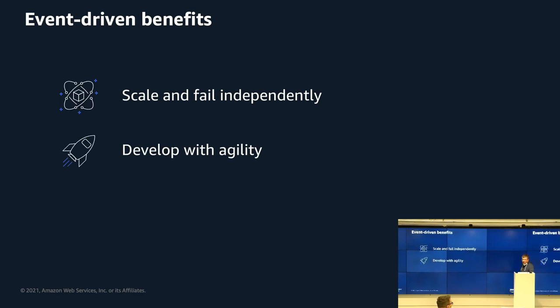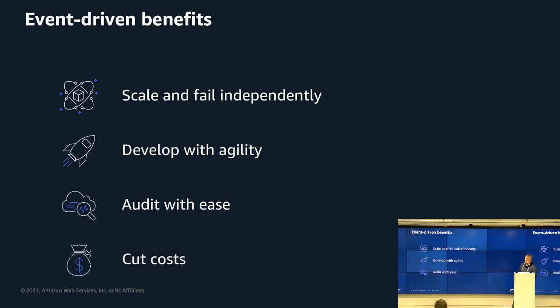Developer agility, obviously, because now your services can be completely decoupled and developed by different teams. All you need is to put data contracts in place instead of API contracts, right? You can audit with this because you can follow the list of events which happened and identify why this entity is in this specific state, right? Because you can go through the events and understand how it happened.